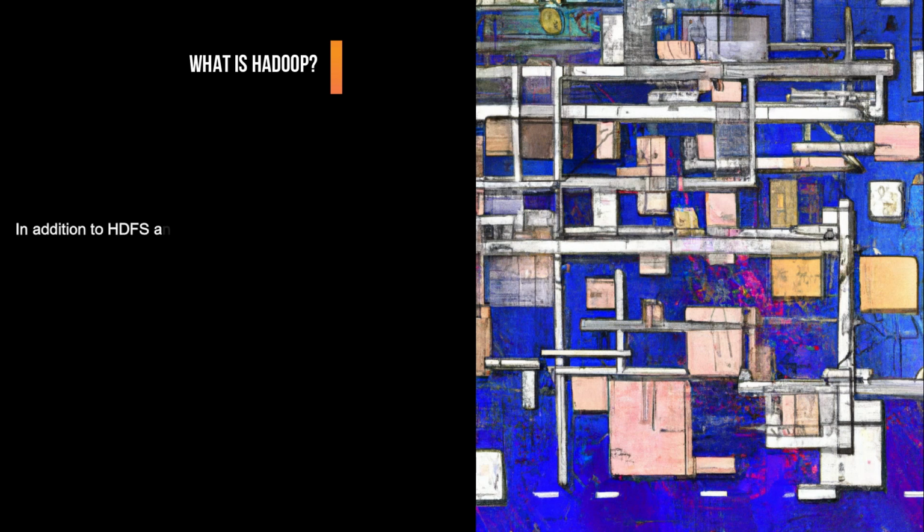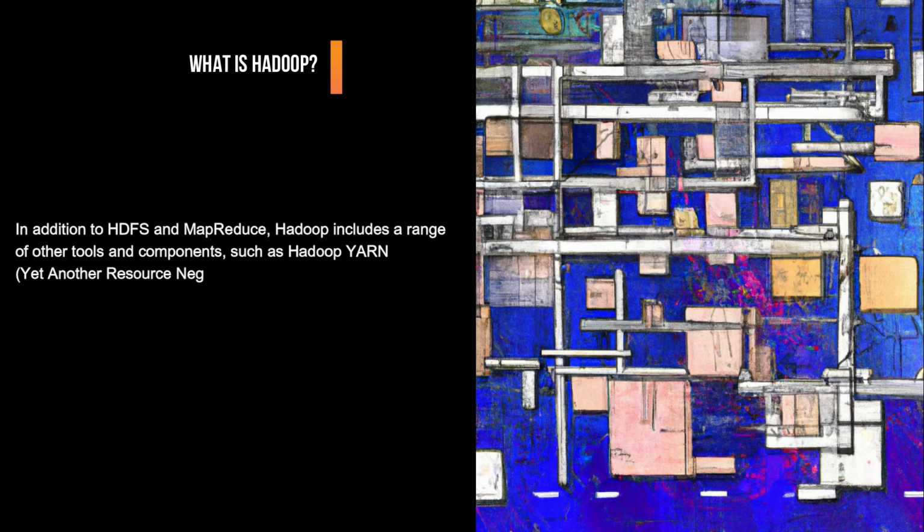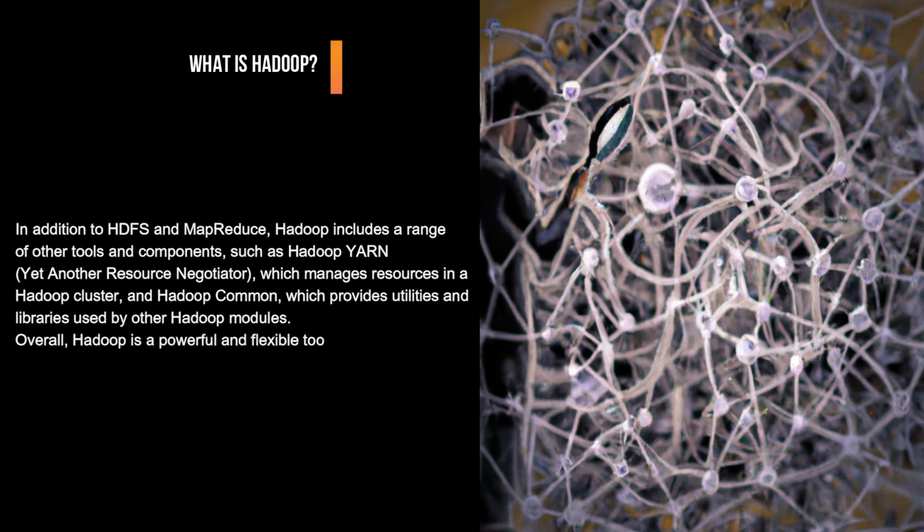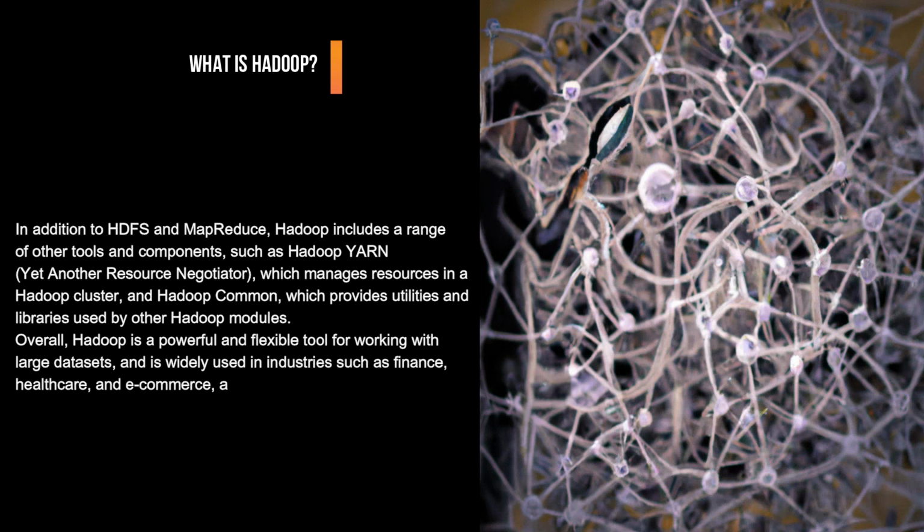In addition to HDFS and MapReduce, Hadoop includes a range of other tools and components, such as Hadoop YARN, Yet Another Resource Negotiator, which manages resources in a Hadoop cluster, and Hadoop Common, which provides utilities and libraries used by other Hadoop modules. Overall, Hadoop is a powerful and flexible tool for working with large datasets, and is widely used in industries such as finance, healthcare, and e-commerce, among others.